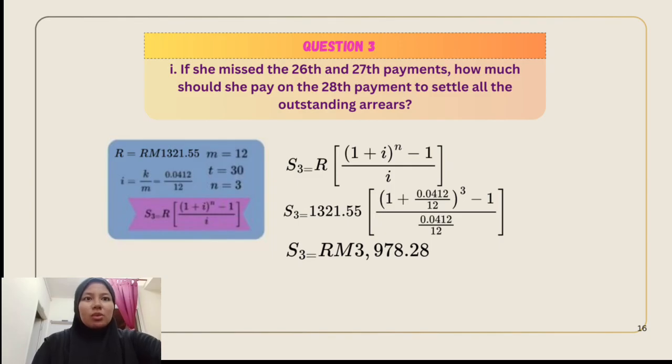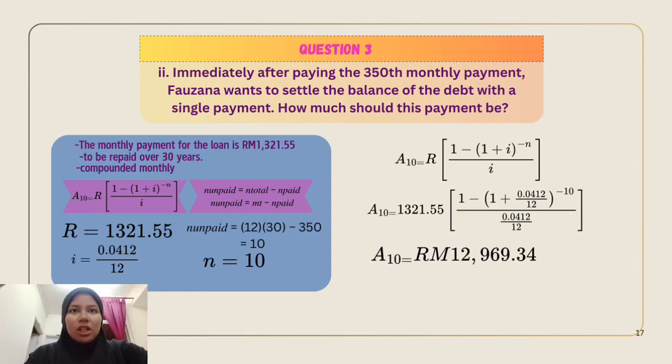S equals 1,321.55 bracket, open bracket, 1 plus 0.0412 per 12, close bracket, power of 3 minus 1 per 0.0412 per 12, close bracket. So after we calculate all of this, we got RM 3,978.28.